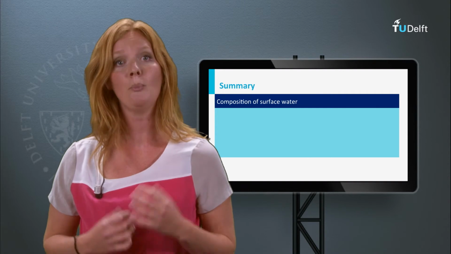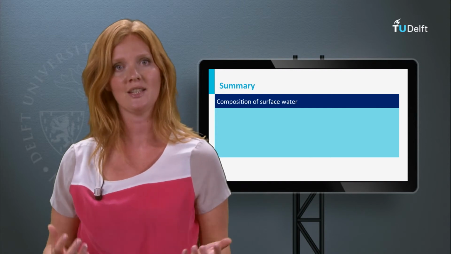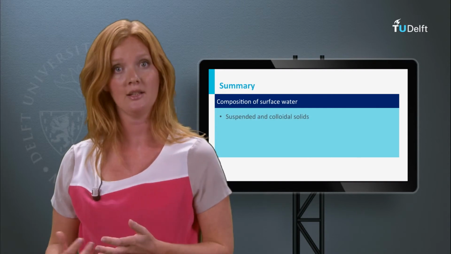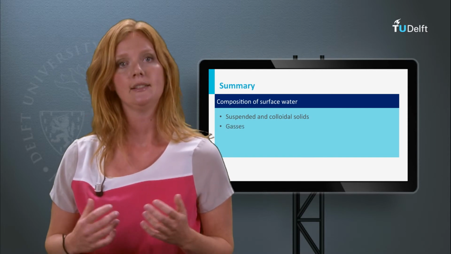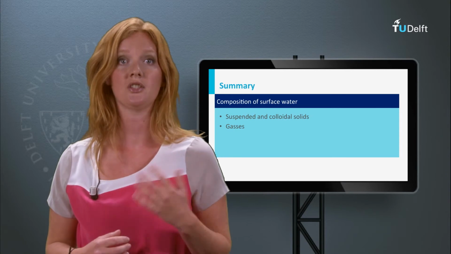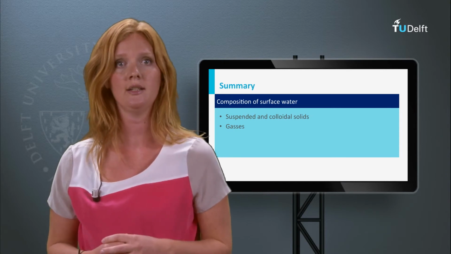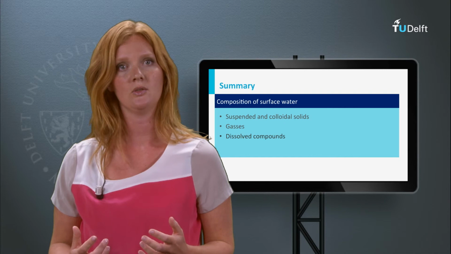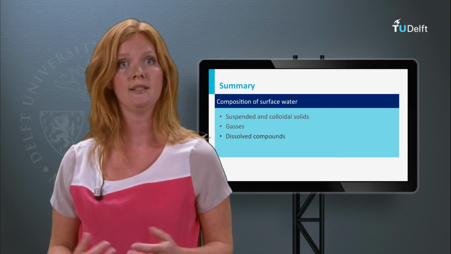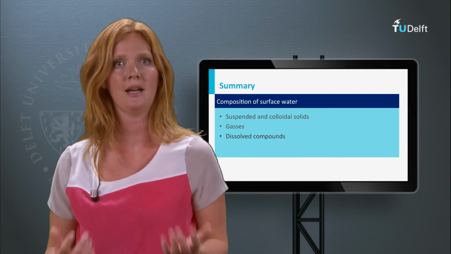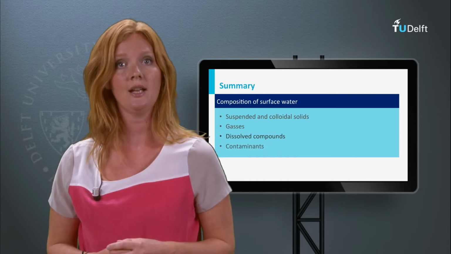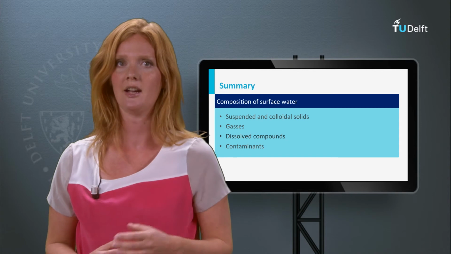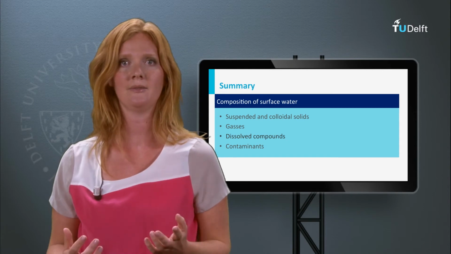To summarize, the composition of surface water typically consists of suspended and colloidal solids, such as clay and sand and organic material; gases, like rainwater, such as nitrogen, oxygen and carbon dioxide; and dissolved compounds, such as chloride, nitrate, calcium, and even heavy metals. Contaminants include protozoa, bacteria, viruses, but also pesticides, fertilizers and medicines.